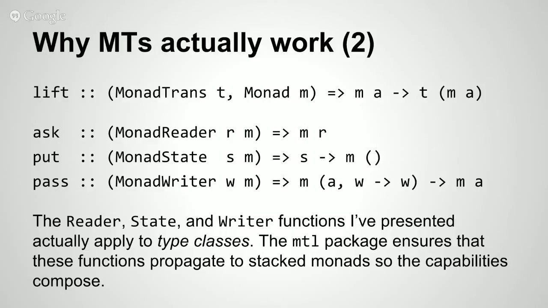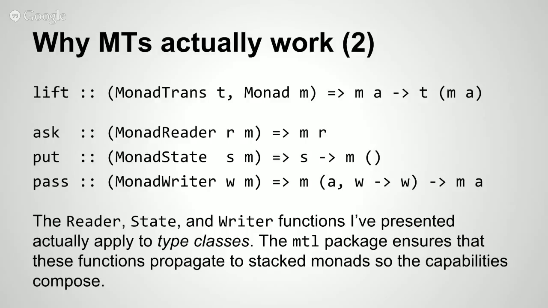So any T that implements monad trans gives you a way to lift something from the simpler internal monad to the transformed monad. Also, I mentioned ask, which gets your configuration out of a reader. I mentioned put, pass, these functions of the reader and the state and the writer monad. And I kind of lied, because ask is not anchored to a specific reader monad. It applies to any monad, that's M, that implements a type class monad reader.